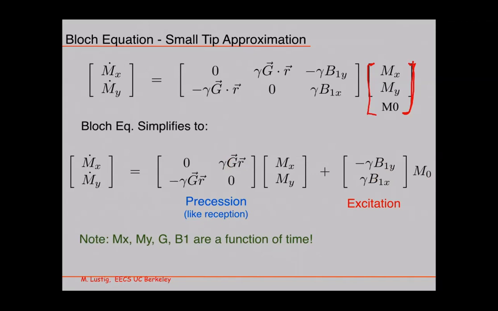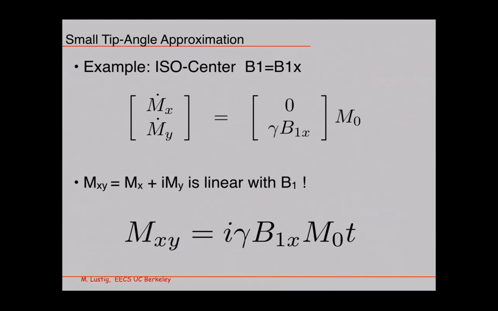Okay, so let's see what's going on. This is very similar to precession, right? Like it's just the reception part. And I mentioned that there's really this nice duality between the reception and excitation that we're going to go over now. So effectively now we can solve this linear dynamic equation and see what the result would be for some given G and some given Bs.